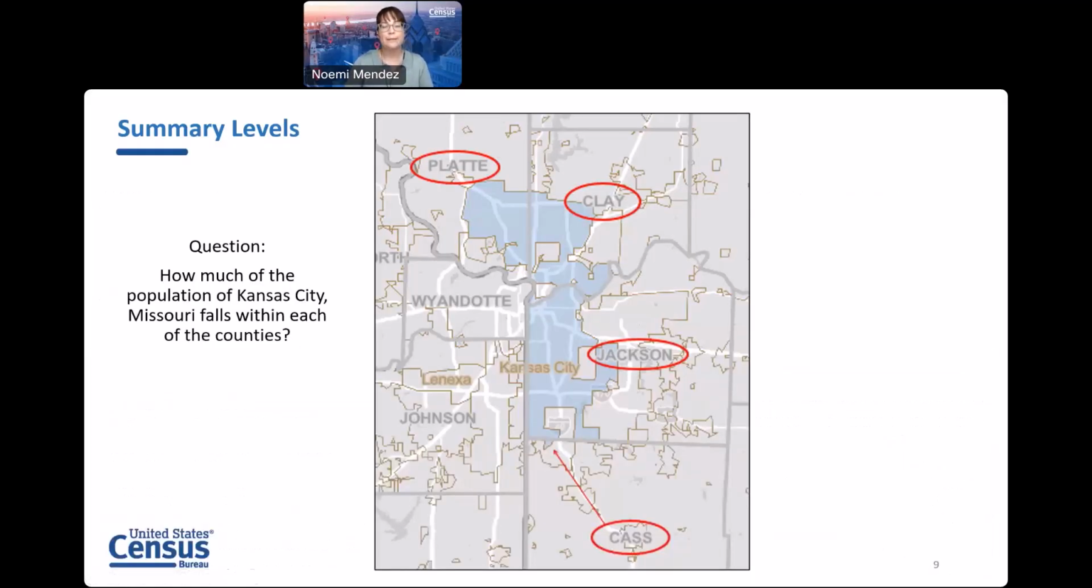So here's an example. I'm going to talk about this a little bit, and then I'm going to do the example on data.census.gov. So here's a question. Maybe you're interested in how much of the population of Kansas City, Missouri falls within each of these counties. That does happen where a city will go over numerous counties, and you want to find, let's say, the portions of those areas. So how do we do that?